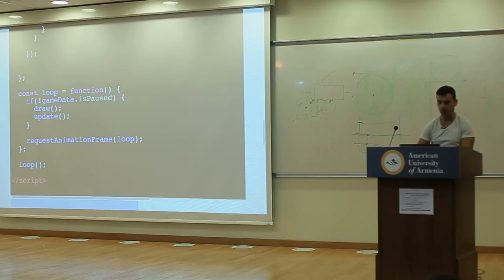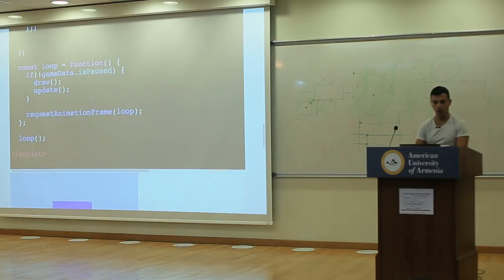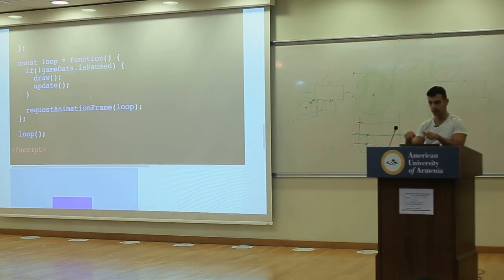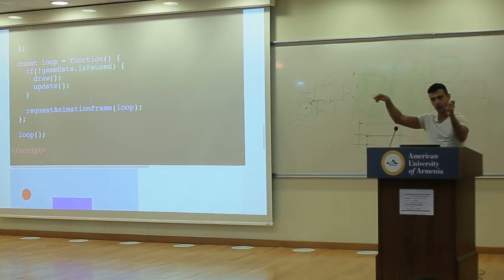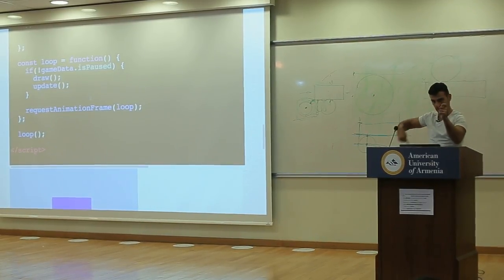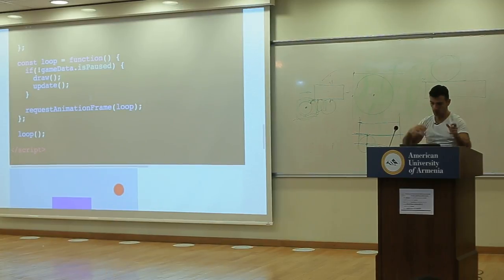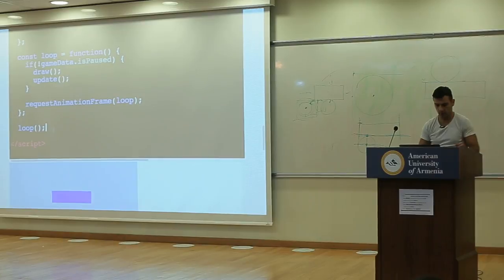Okay, so now we just need a way to change is paused. We could create a key event, right? You press a key and then you just do, you know, game data dot is paused equals true. And that's it. Next time it will stop. That's one way. Why don't we just do that? That's the easiest one.